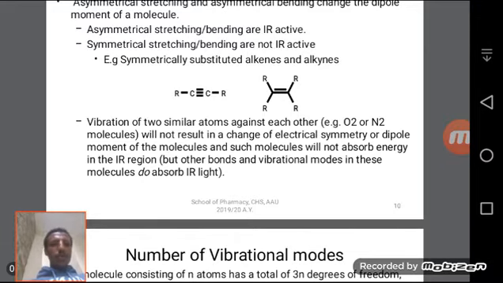Vibration of two similar atoms against each other, for example in an oxygen or nitrogen molecule, will not result in a change of electrical symmetry or dipole moment of the molecule, and such molecules will not absorb energy in the IR region, because each atom has the same or similar electronegativity, and that contributes equal stretching or compressing power. As a result, there is no net dipole moment.